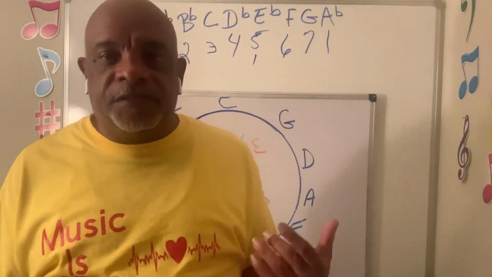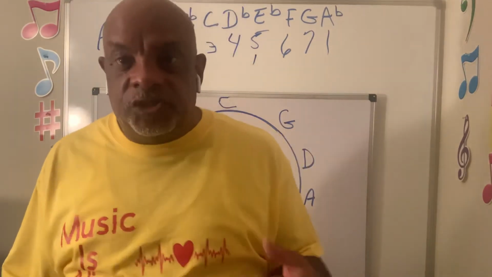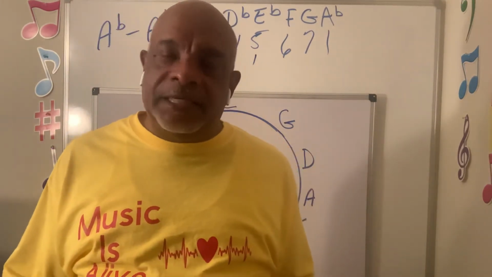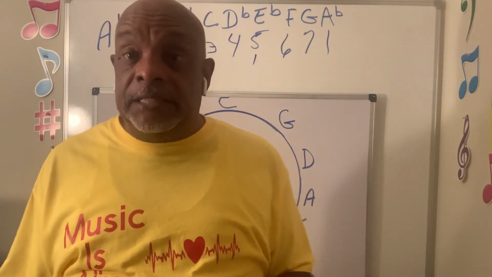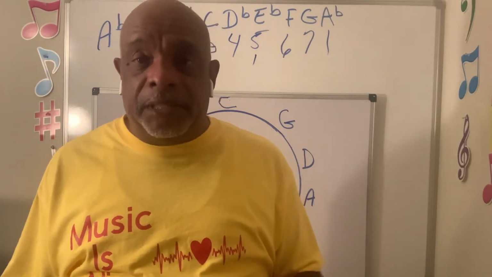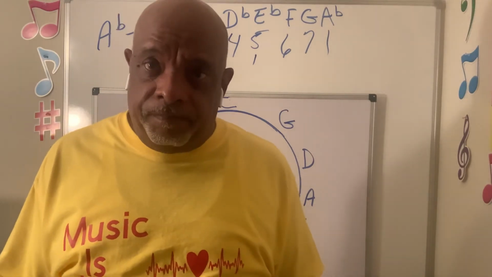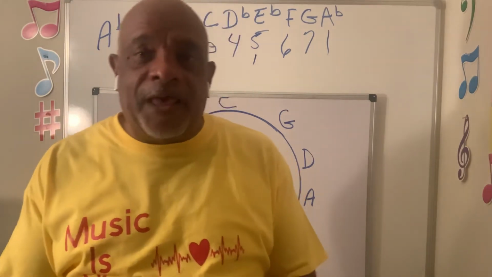So the 5 of C is G. The 5 of G is D. The 5 of D is A. The 5 of A is E. The 5 of E is B. The 5 of B is what? F sharp.